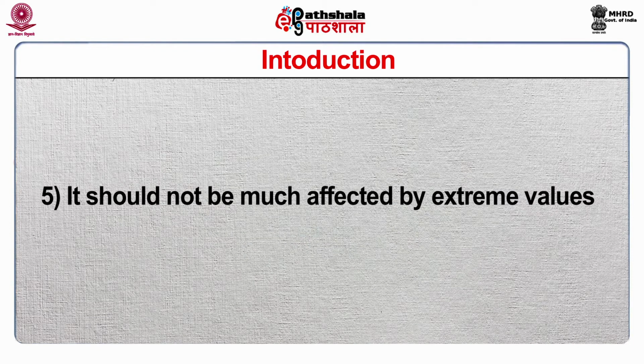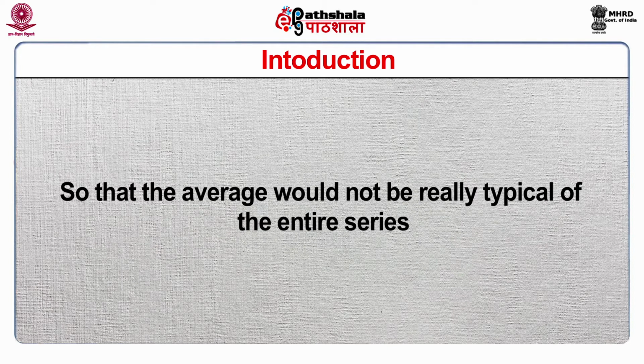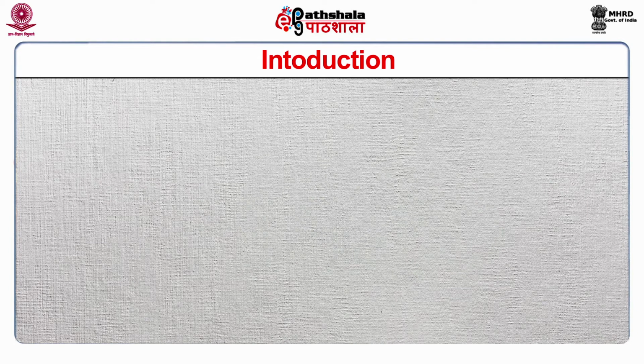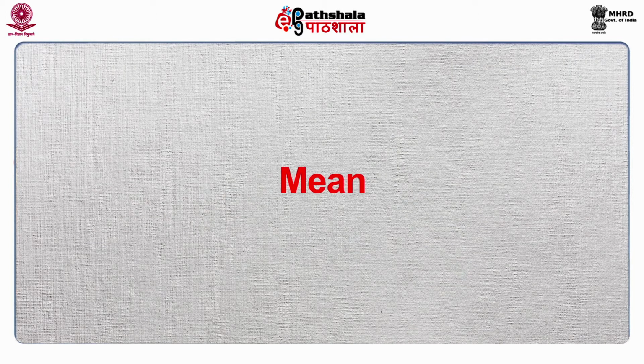Fifth, it should not be much affected by extreme values. If few very small or very large items are presented in the data series, they will unduly influence the value of average by shifting it to one side or the other, so that the average would not be really typical of the entire series. Hence, the average chosen should be such that it is not unduly affected by such extreme values. So let's take them one by one.